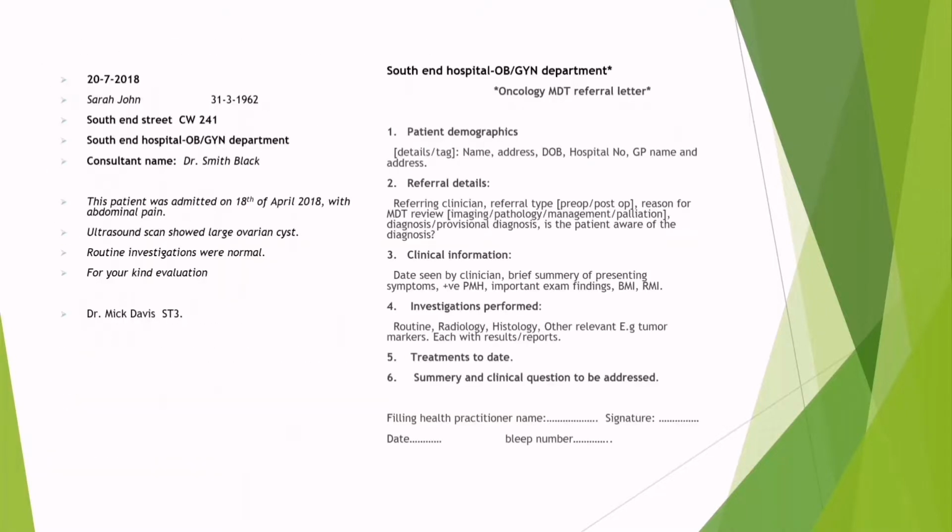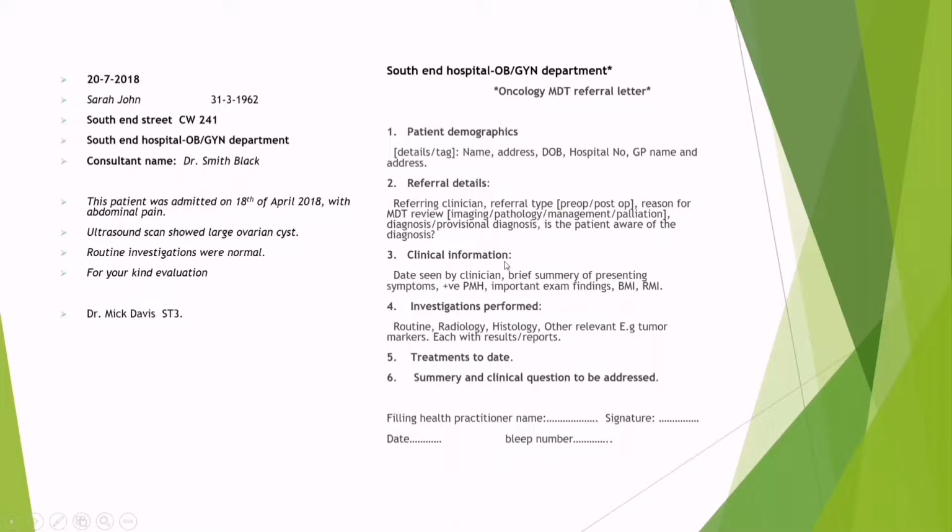Okay, what are the items of the referral letter? What should be written there in the referral letter? The referral letter should include some patient demographics like the name, date of birth, address, hospital number, GP, and the address of the GP. Referral details, which include the referring clinician, referral type, preoperative or postoperative, the provisional diagnosis, and whether the patient is aware of the diagnosis or not.